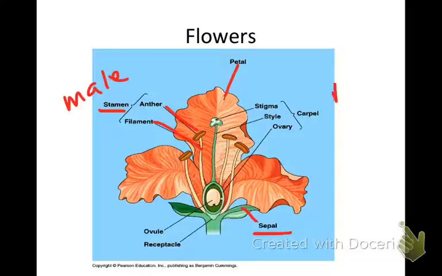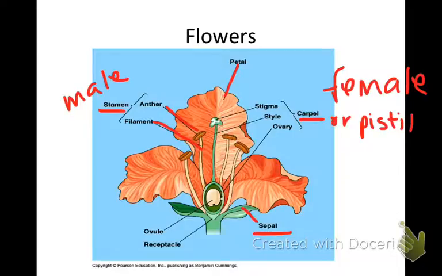If we go to the female parts of the flower, the whole collective part is called the carpel, or sometimes people call it a pistil. So highlight, that's the female. You have the stigma, which is sticky. Then you have the style, which is the long neck. And then you have the ovule, which is the ovary. That ovary is going to turn into a fruit. So if you've ever eaten fruit, you've eaten a plant ovary.